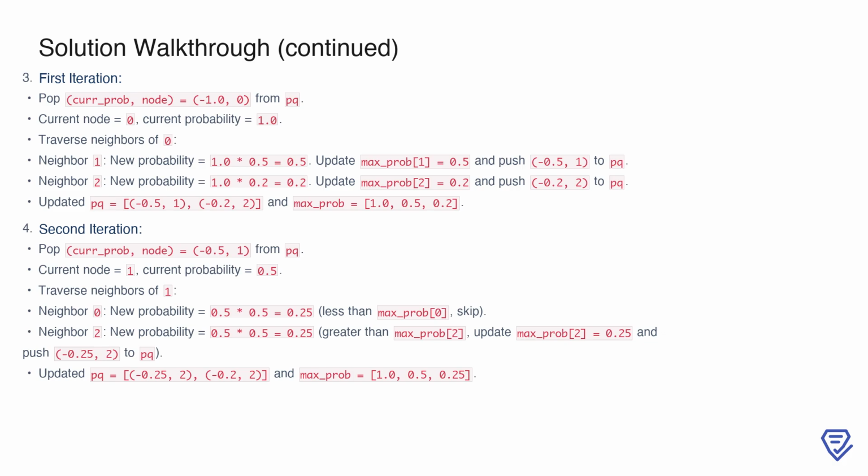In the second iteration, we process node 1, which is now the highest priority node with a probability of 0.5. Again, we traverse its neighbors, calculating new probabilities. For neighbor 0, the calculated probability of 0.25 is less than its current maximum, so we skip it. For neighbor 2, the new probability of 0.25 is greater than its current value, so we update max_prob[2] and push the updated probability into the queue. The updated priority queue and max_prob list reflect these changes.